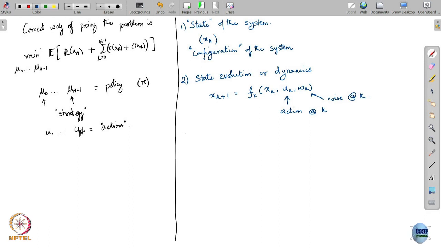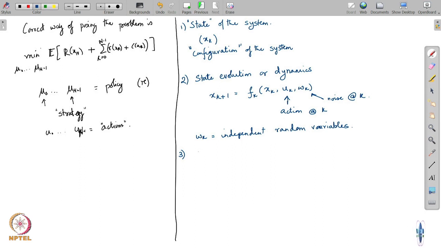Here, Wk is noise. Usually we take Wk as independent random variables, in many cases also identically distributed or zero mean and so on, but that depends on the problem. They are independent of each other, and their distribution cannot be decided as a function of your actions.